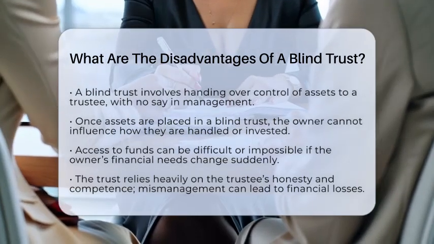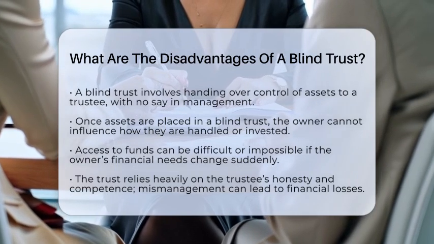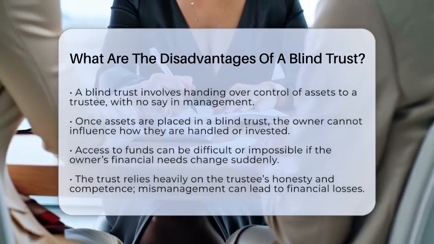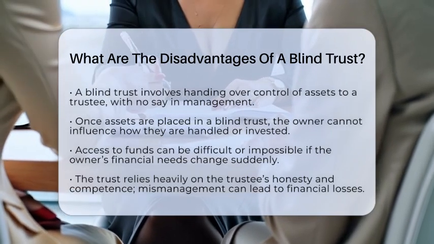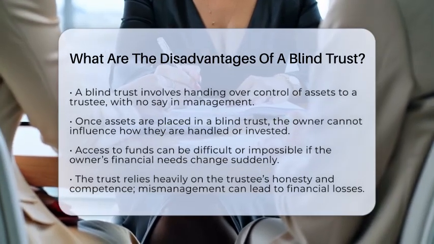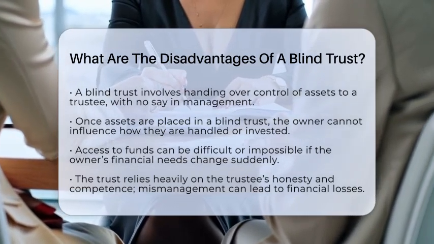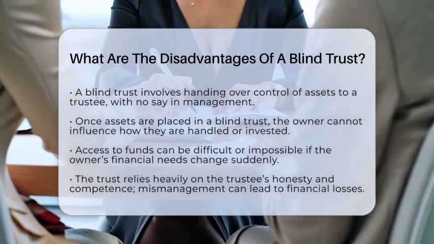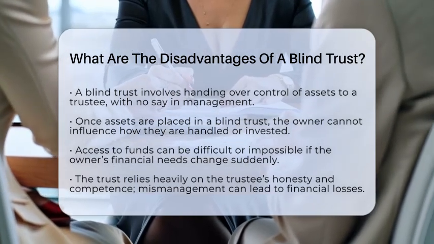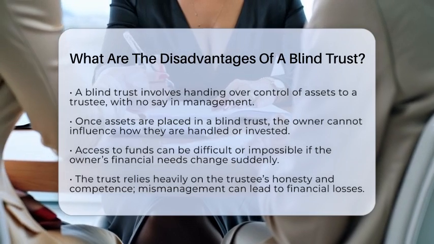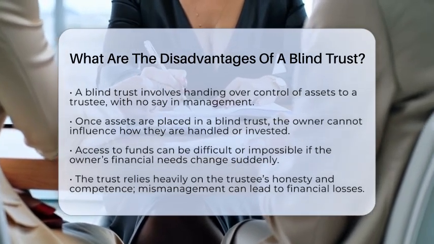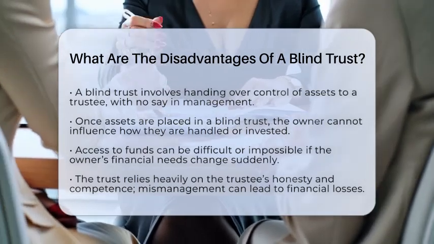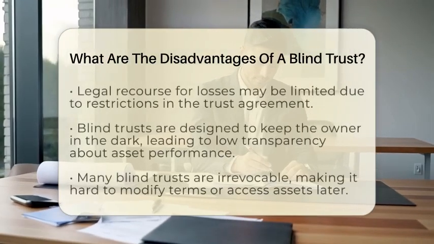One big issue is losing control. Once you put assets into a blind trust, you no longer decide how they are managed or invested. The trustee makes all those calls without needing your approval. If your financial situation changes suddenly or you need access to funds, it can be hard or even impossible to get them back quickly.